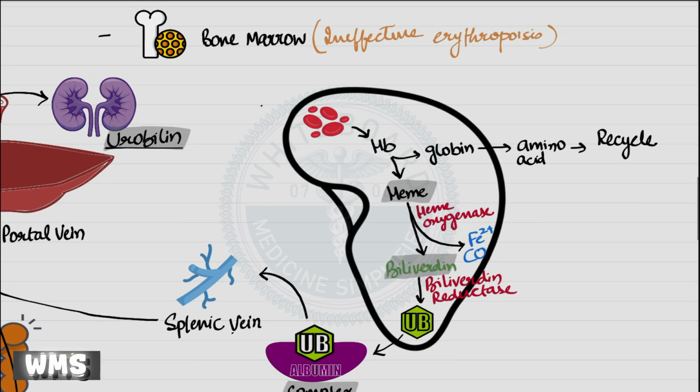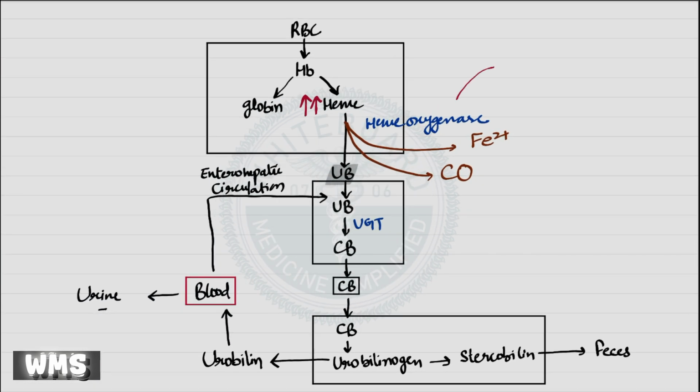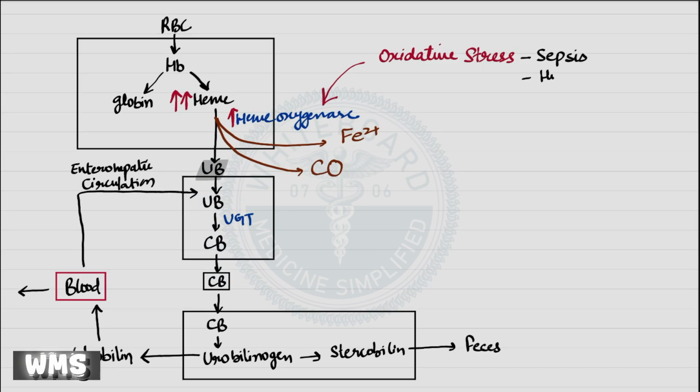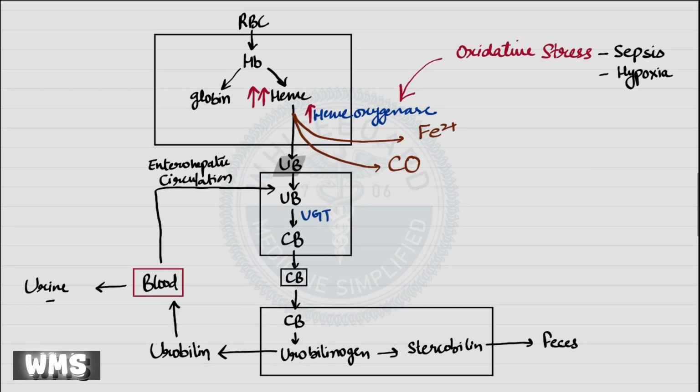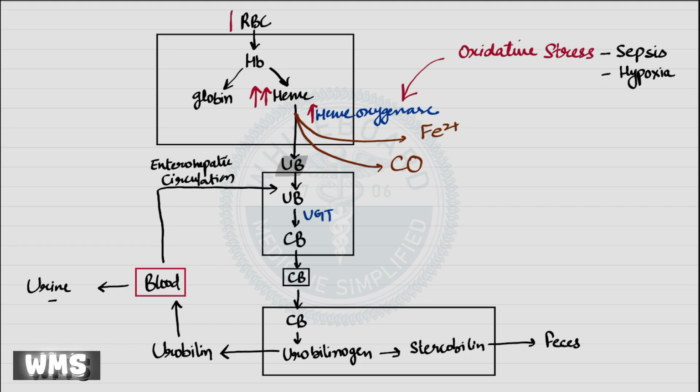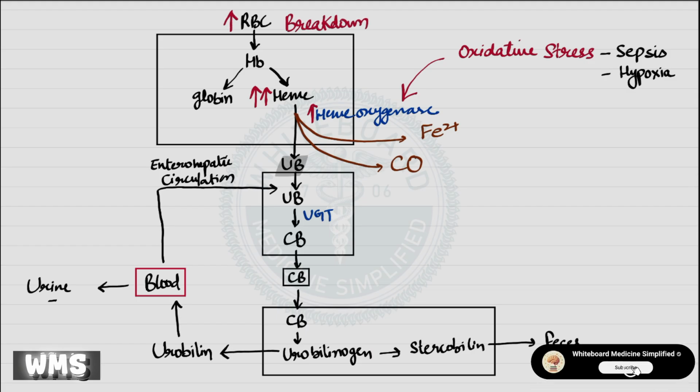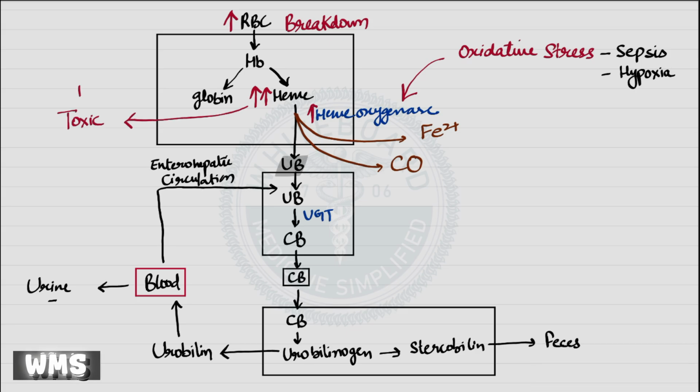of this pathway. Heme oxygenase converts heme into biliverdin, and it's upregulated during oxidative stress, like in sepsis, trauma, or hypoxia. But why? Because during severe stress, many cells and RBCs die, releasing free heme, which is toxic and promotes reactive oxygen species formation. These reactive oxygen species damage membranes, proteins, and DNA, worsening inflammation and injury.